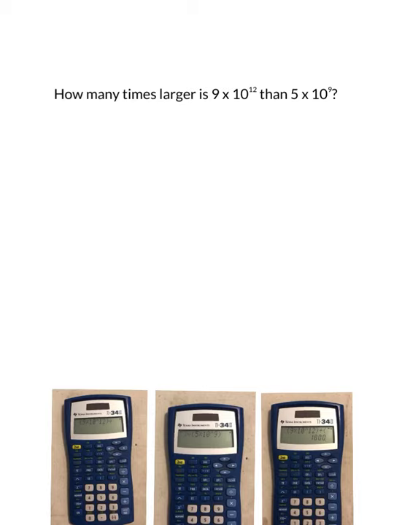Here we have another example: how many times larger is 9 times 10 to the 12th than 5 times 10 to the 9th? Again, the rule is the bigger number divided by the smaller number. Let's look at it again. We have an exponent of 12 and an exponent of 9. This one is bigger than that one, so we're going to divide it: 9 times 10 to the 12th divided by 5 times 10 to the 9th.